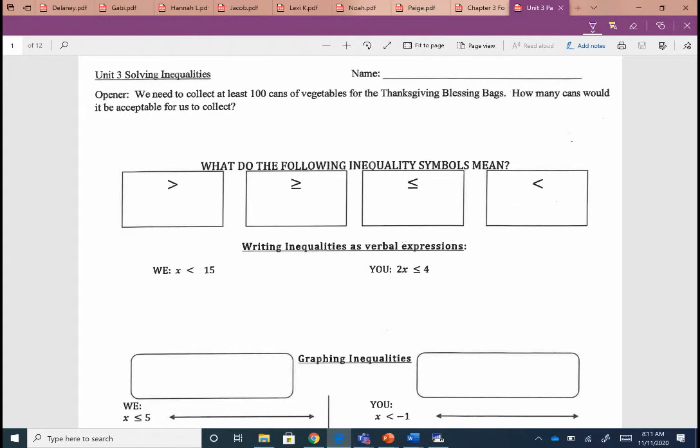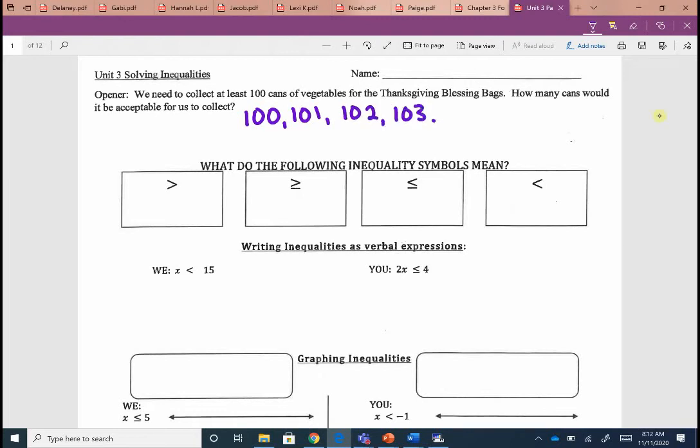Anything above 100. So you're saying 100 cans would be okay? Yes, 100 cans would be great. Is 101 cans okay? Yes. Yeah, that'd be fantastic, right? What about 102? Yes. 103? Yes. It's just going to keep going and going and going.